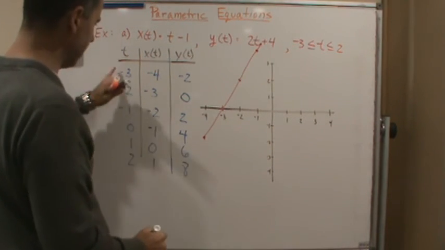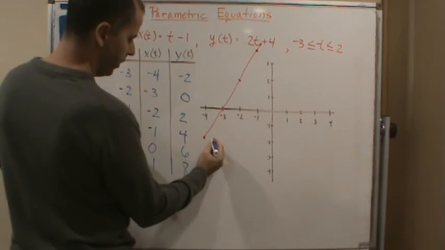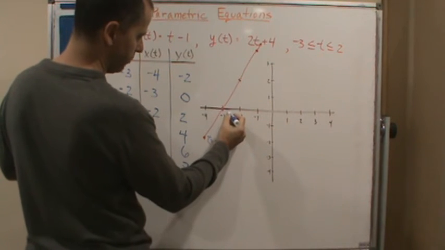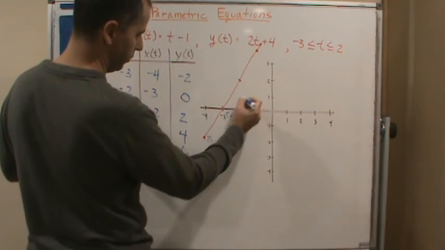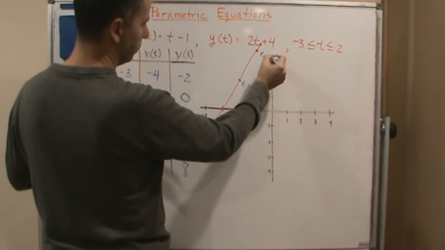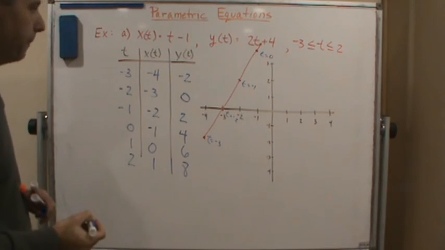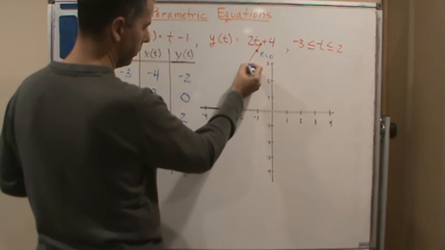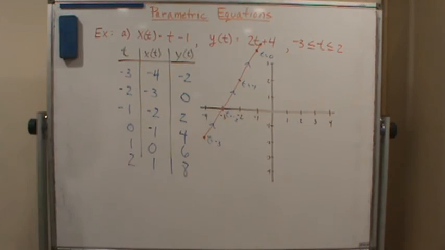Now, but we also have to take into consideration the values of t. So this is t equal to -3. This is when t is equal to -2, t equal to -1, t equal to 0, and so on. And we also need to put in arrows. Well, those are what we call the directional arrows. Okay? And this tells us the direction of the curve.